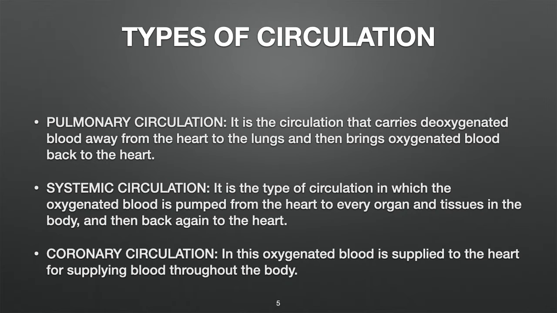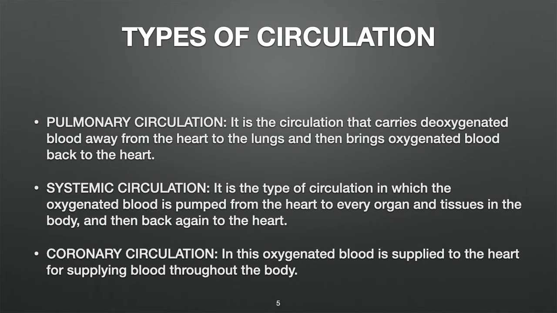Now talking about the types of circulation. Basically there are three types of circulation. One is pulmonary circulation, the second is systemic, and the third is coronary. So first talking about pulmonary. Pulmonary obviously means it is related to the lungs.